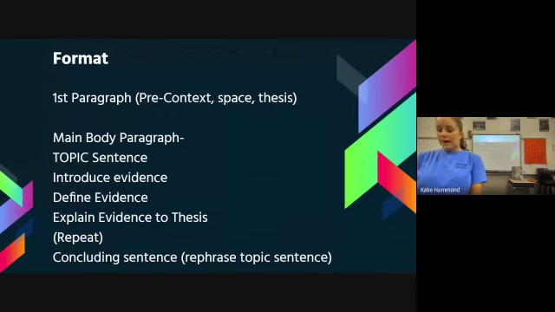Then your main body paragraphs. You have that basic topic sentence. And then let's use the evidence. You introduce it. You define the evidence. And then you explain how it supports the thesis. And then I said repeat it if you need to, okay? And then a concluding sentence. All that means is you are almost restating. You're like 90% restating your topic sentence. Okay, so a concluding sentence makes you sound like a really good writer, but you don't have to think too much. Just use a little synonym of your topic sentence and you're good.